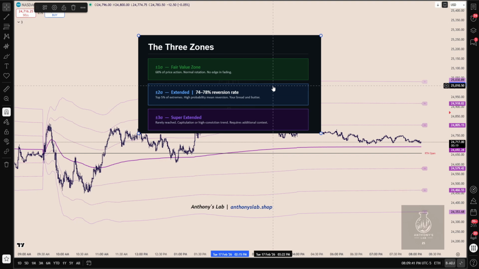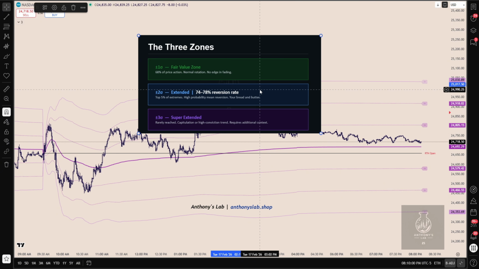We consider the 1 standard deviation zone the VWAP fair value zone. We know this zone contains 60% of price action for a given session. This is considered normal and healthy price action. Algorithms are operating normally here.